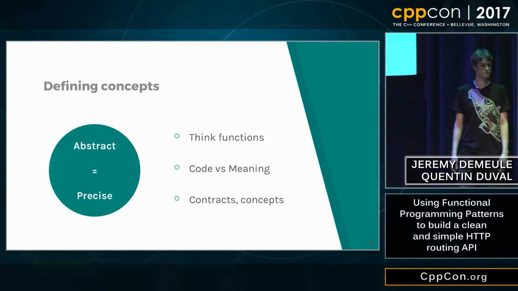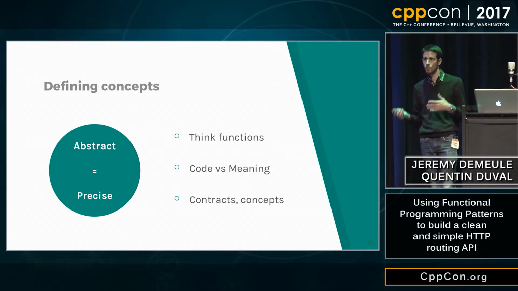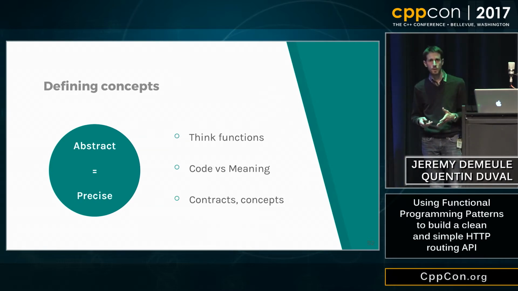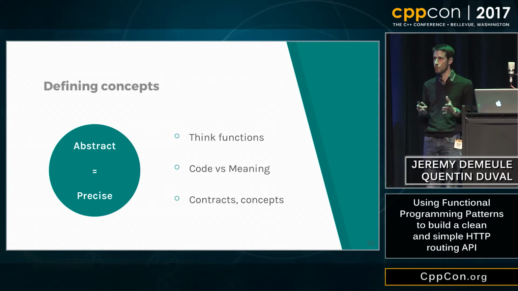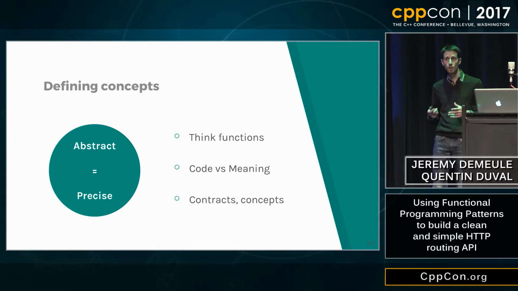So, the first one is to define the concepts. Very abstract, but very precise. And of course, apply to your domain. Think of them as pure functions. They do one thing, but one thing well. And don't let the code disturb you. Think very high level, then, in a second time, try to apply it to the code. And finally, C++ concepts and contracts will help us a lot in the future.